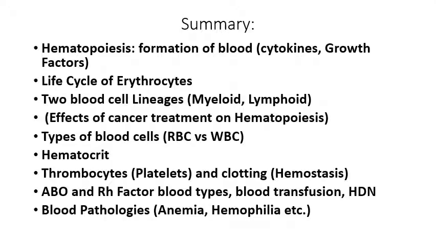All right, so just talking about blood today, we talked about what hematopoiesis is and how blood is formed in the flat bones. We talked about the life cycle of an erythrocyte. We talked about the two blood cell lineages. You're definitely responsible for knowing which cells belong in which lineage. We learned about blood cell compatibilities. We learned about the hematocrit. We learned about hemostasis and blood clotting, and we learned about some of the more common blood cell pathologies.